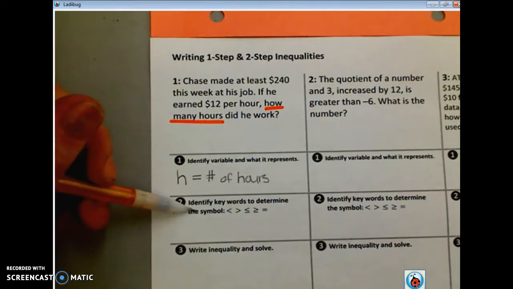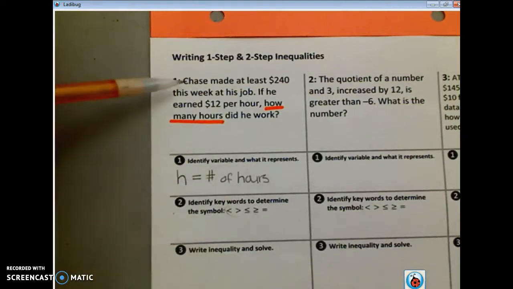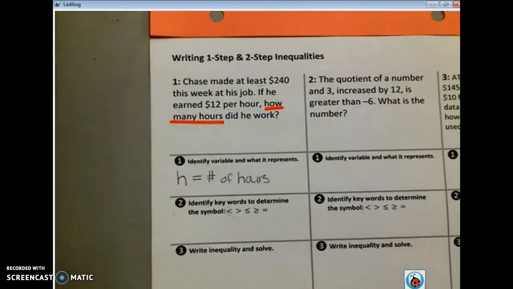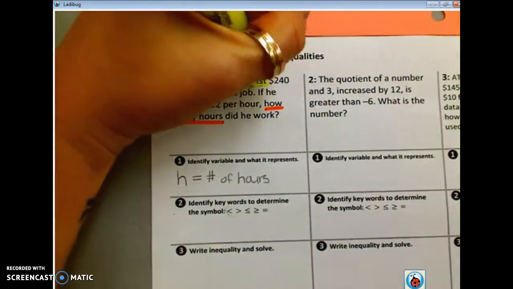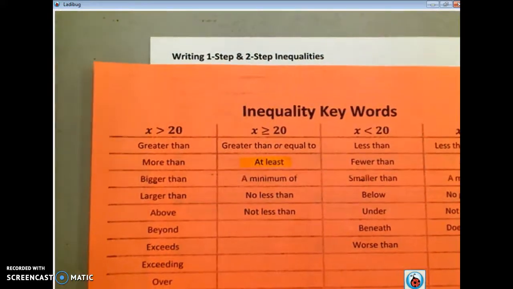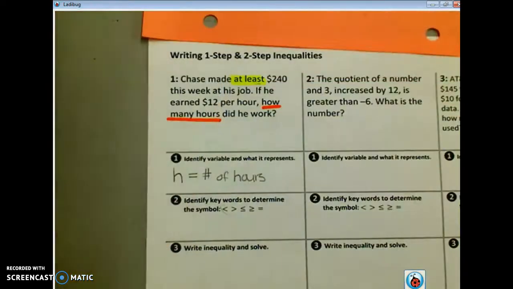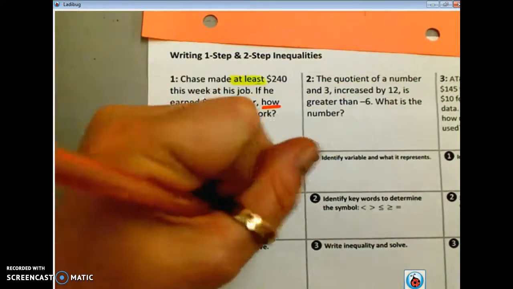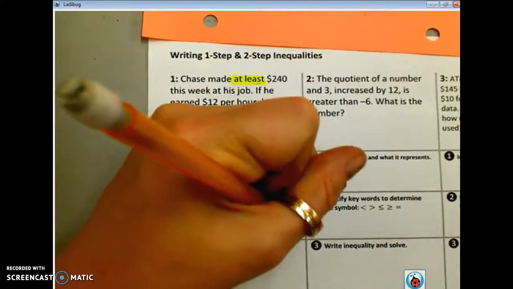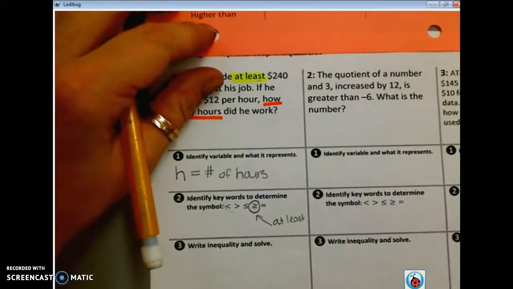Identify keywords to determine the symbol. It could be an inequality, or it could be an equal to. So that's where you go back up and reread. Chase made at least. I'm going to highlight that. At least, that's a key phrase there. And remember, that was one of our tricky phrases. That actually means that he made that amount or more. So it's greater than or equal to. I'm going to circle that, and explain that it's because of the words at least. So I know it's going to be greater than or equal to.